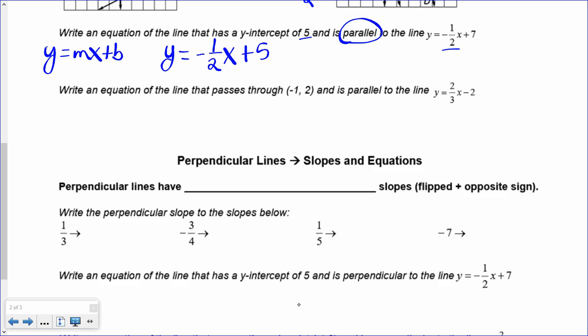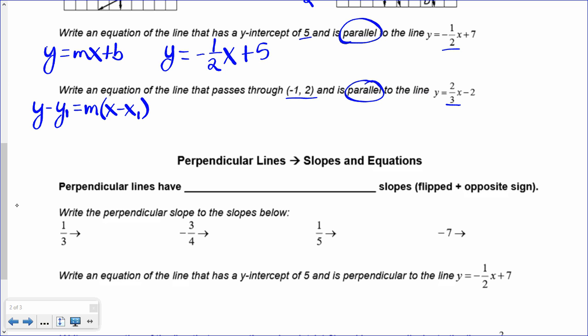It says write an equation of the line that passes through negative 1, 2, and is parallel to the line blah. It's given. Which form of equation do I want to use this time? They've given me a point, and they've indicated what my slope should be. So I should be using the point slope form. So we're going to write that over here. y minus y1 is equal to m parentheses x minus.